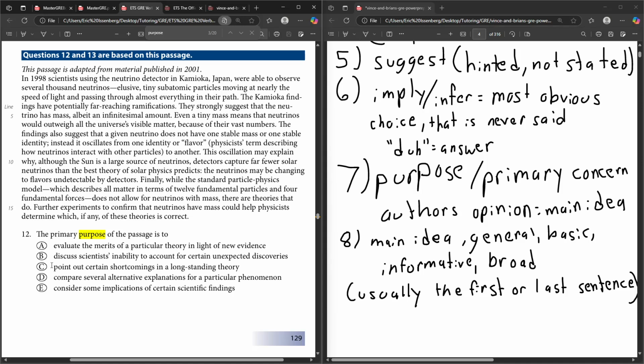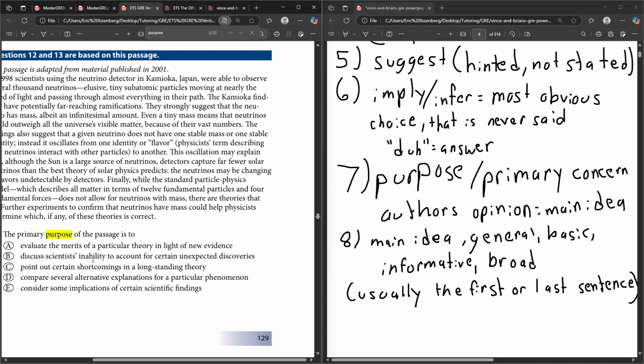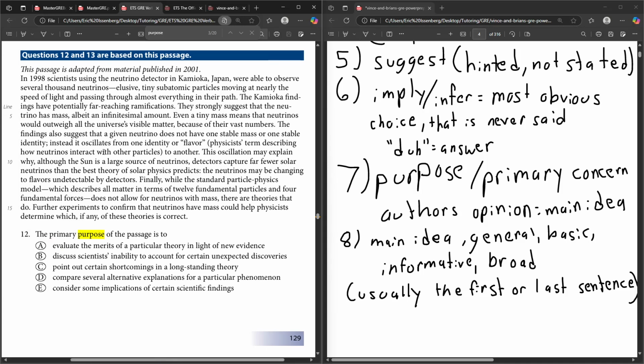Now, why is C wrong? Because C is a correct statement that does not answer the question. I want to say that again, because that's one of the hardest things for people to comprehend on this test, and it's one of the trickiest things about the passage section. C is a correct statement based on the story, but it does not answer the question, saying what is the main idea. The main idea, consider some implications of certain scientific findings, is a better representation of the entire story. C is an answer to a different question, not the one we're working on.